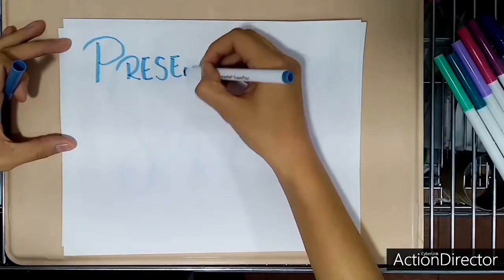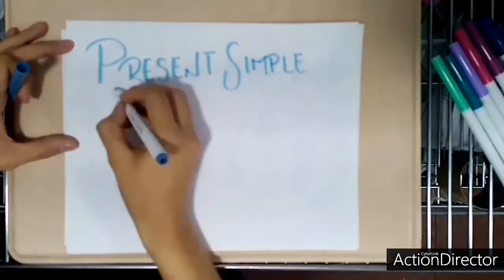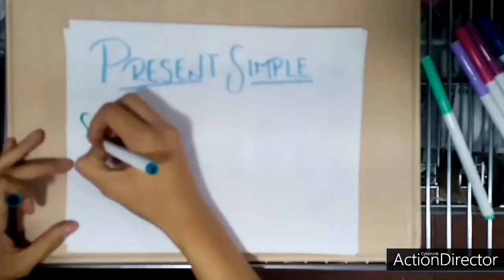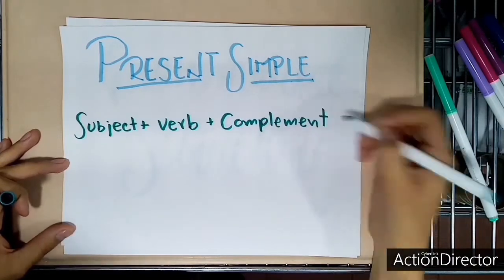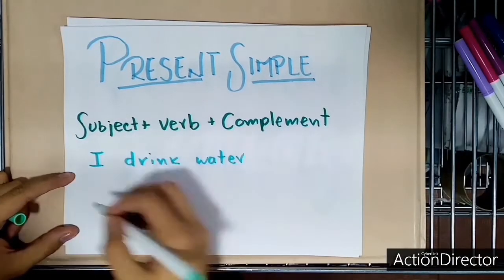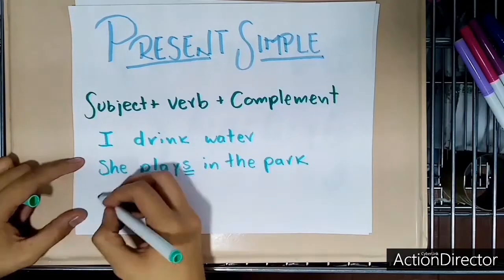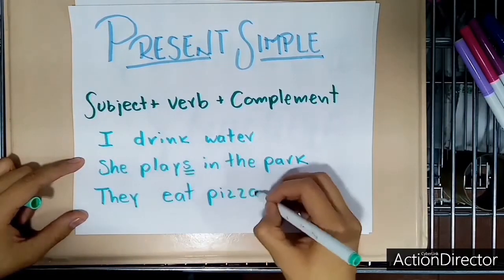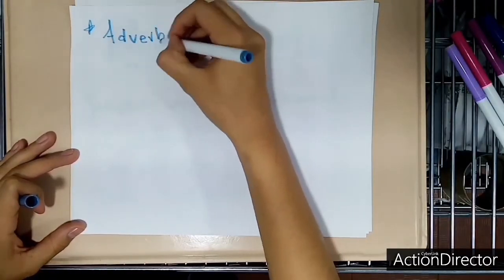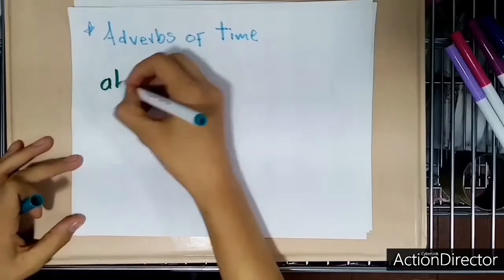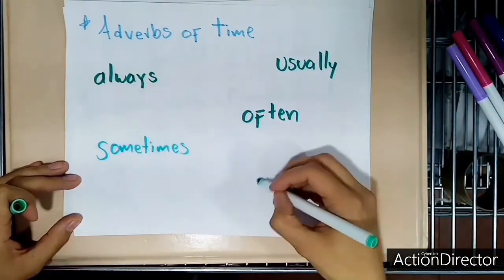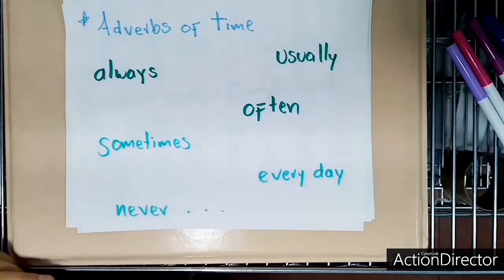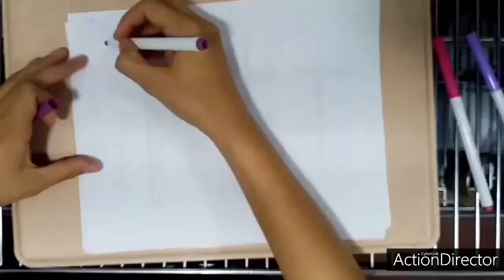Present simple. In present simple, the structure of affirmative sentences is subject plus verb plus complement. For example, I drink water. She plays in the park. Don't forget the correct form of the verbs. They eat pizza. Also, in present simple, we use adverbs of time, like always, often, usually, sometimes, every day, never, among others.